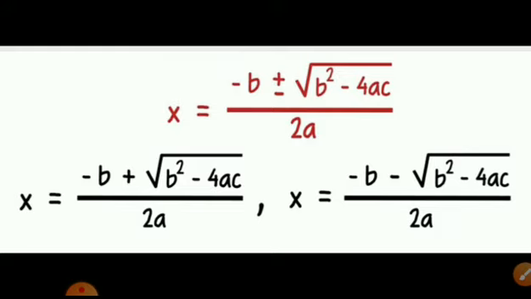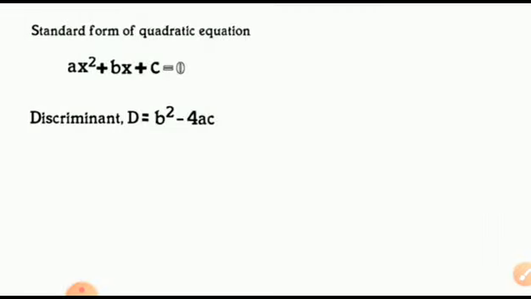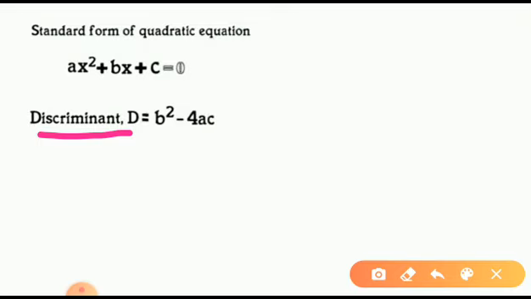Now in this we just have to check b square minus 4ac, because that plays an important role in determining the nature of roots. That b square minus 4ac is called the discriminant and it is denoted by D. First I'll show some examples, and then we will see how less than 0, greater than 0 and equal to 0 affect the roots.